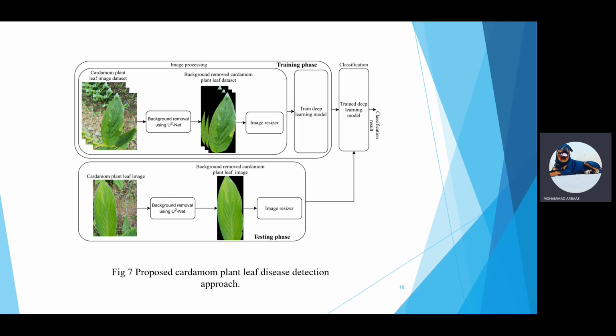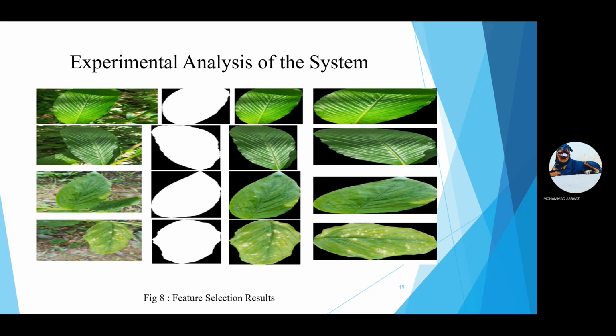This proposed system consists of two phases, training phase and testing phase. In the testing phase, it will be comparing the real image with the healthy image of the cardamom plants. This is the experimental analysis of the system. Here it is shown how it will be comparing, how all the features are compared.